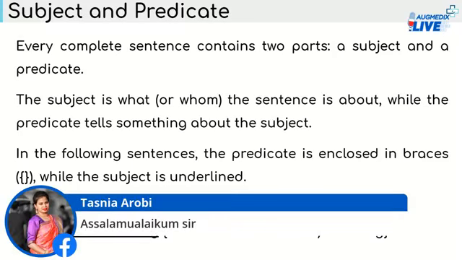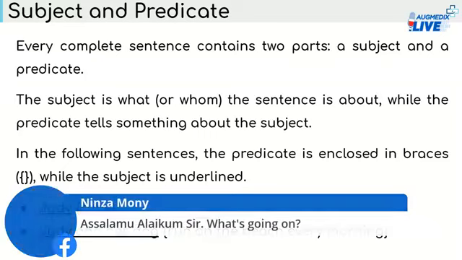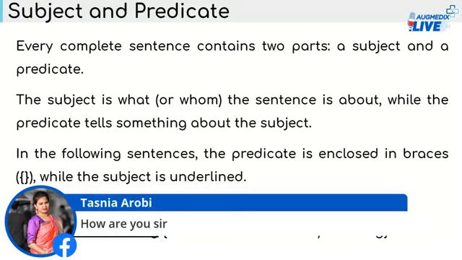Okay. Tasnia Rabi says, Assalamu alaikum, sir. Wa alaikum assalam. How are you, Tasnia? Ninzamoni is asking, what's going on? And Assalamu alaikum. Wa alaikum assalam to you, Ninza. Well, what's going on is we're learning, or we're discussing subject and predicate, and then we will discuss relative clauses, and then we will discuss adverbial clauses today. Okay? All right. Tasnia Rabi has asked me how I am doing. I'm fine, alhamdulillah. Thank you so much for asking. I'm doing great, alhamdulillah, and I hope you are doing no less as well.